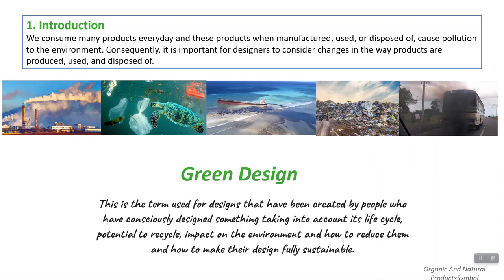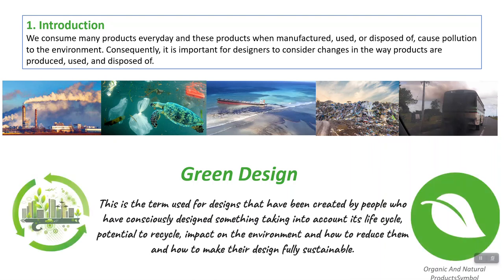Here are some symbols which we can see on products or technologies, which prove that this product or technology takes care of the environment. For example, on the right, we can see an organic and natural product symbol. That means that the product has been made with natural materials, not toxic, from sustainable technologies and sustainable agriculture, for example.